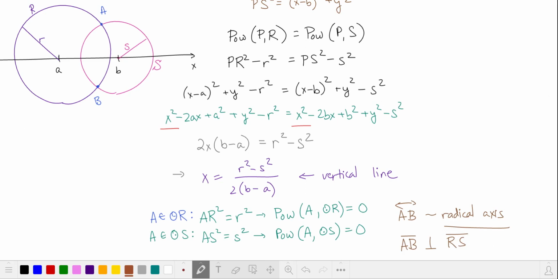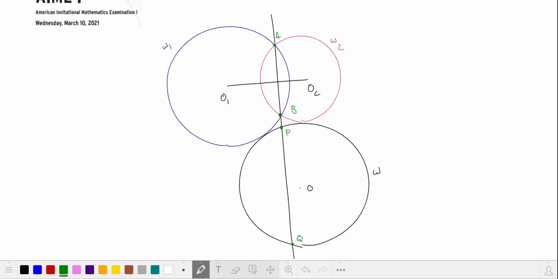Let's return to the problem. Let's make these our three circles, omega 1, omega 2, and omega, which is tangent to these two other circles. Let the centers be O1, O2, and O. Let's start by connecting the three centers. By the radical axis, we have that AB is perpendicular to O1O2. Let's let this intersecting point be S.